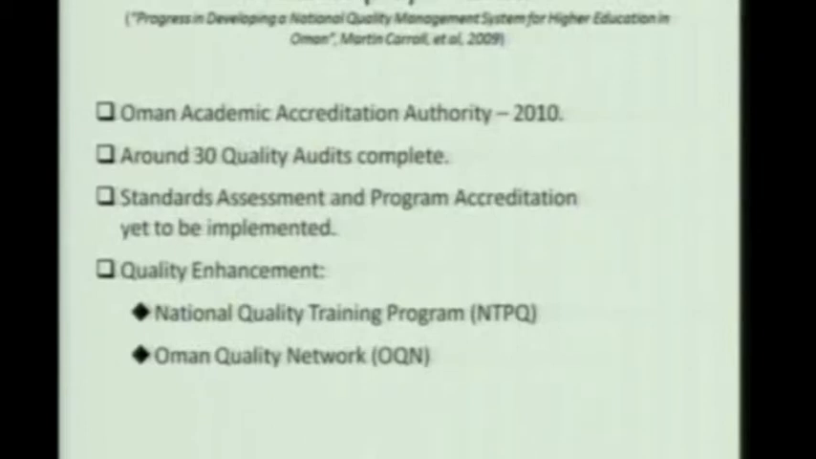Another contrast between Oman and the UAE is the role of enhancement and training. This has been built into the Oman system since the very beginning. There is a national quality training programme and a quality network. I've no time to discuss both of those in detail, but I would like to say a few words about the former.